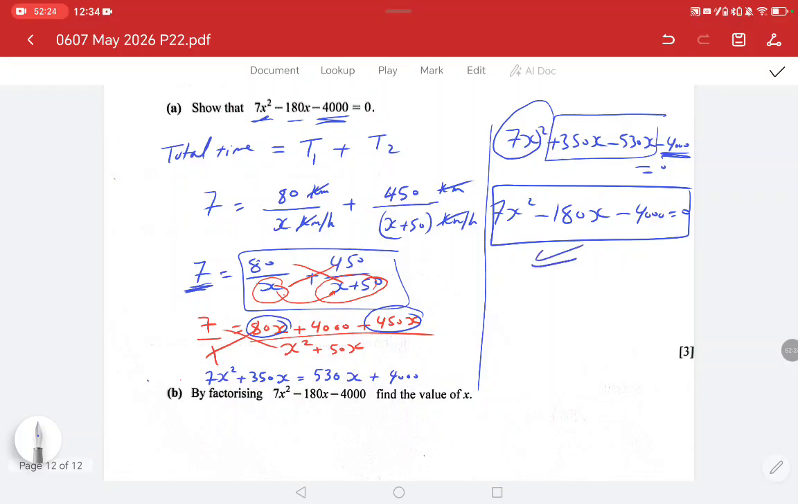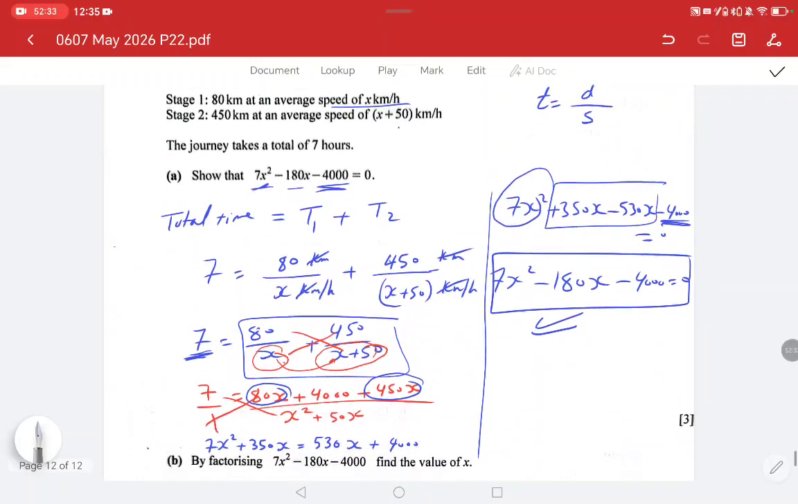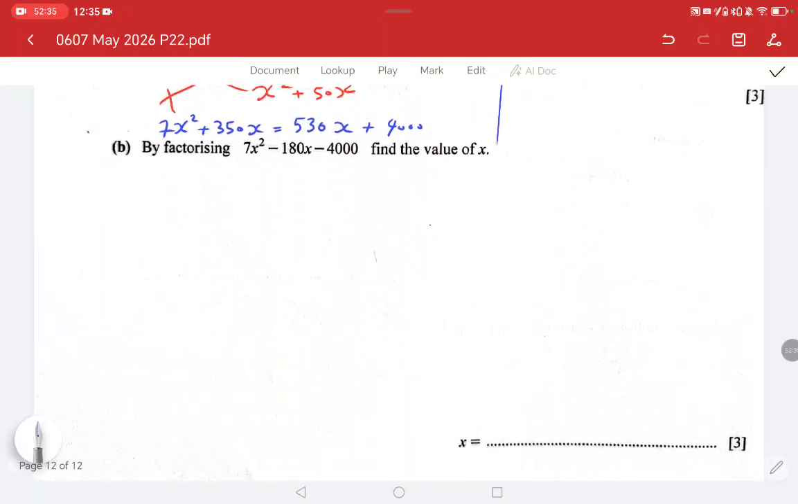Okay, done with this one. So again, it's a similar idea: total time equals time 1 plus time 2, and the time is the distance over the speed. Okay, done with this.